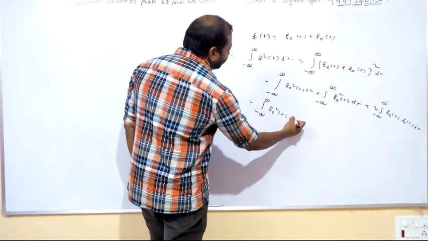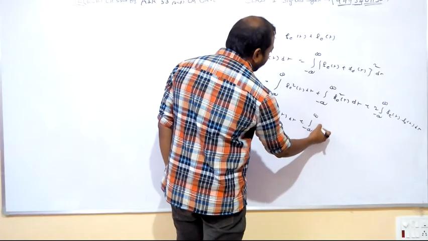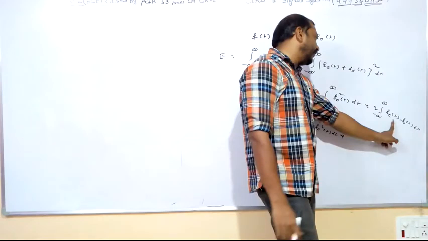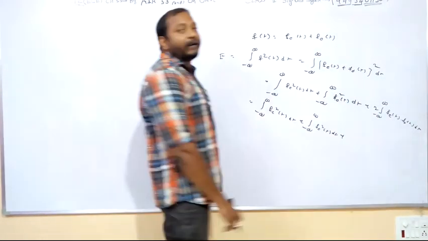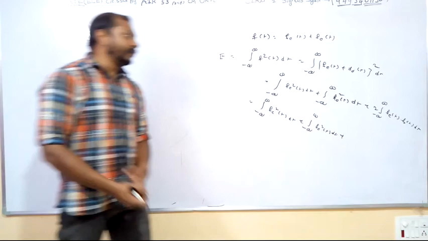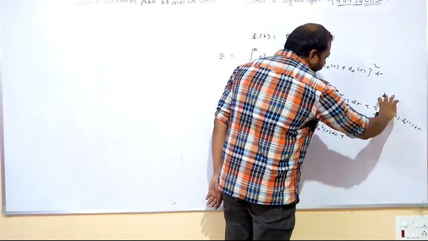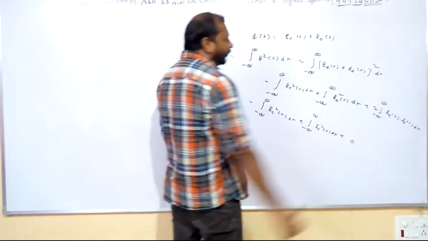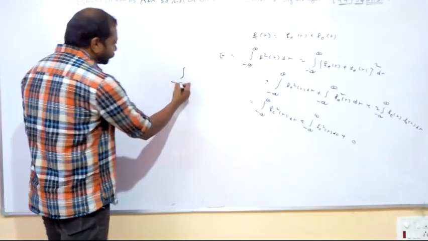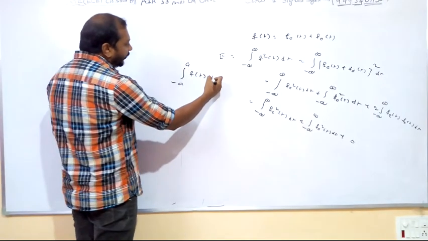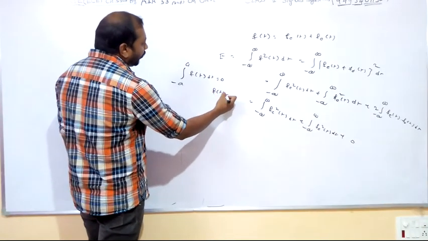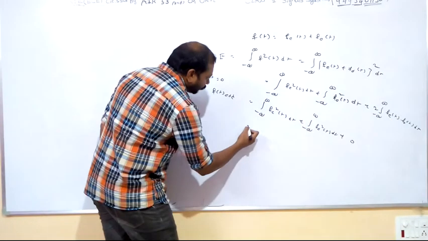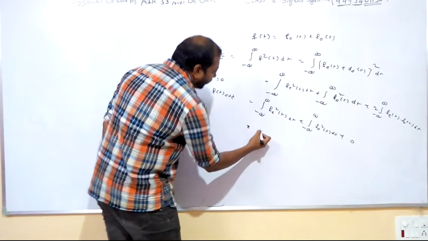So this can be represented as the integration of fe square of t dt plus the integration of fo square of t dt, plus what about this one? fe of t is the even signal, fo of t is odd in nature, and the multiplication of even and odd is odd in nature. So the integration of an odd signal is taken as 0, as we have already seen: the integration from minus a to a of f of t dt equals 0 when f of t is odd. Here the function is odd, so the integral is 0.